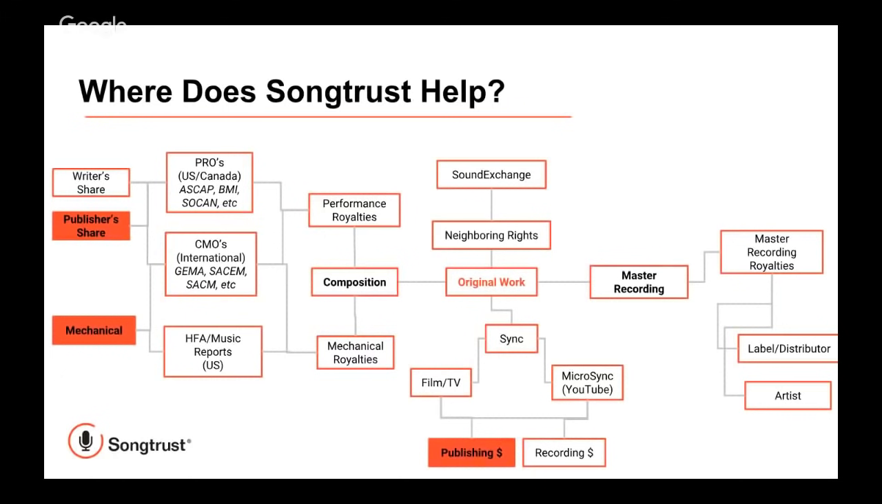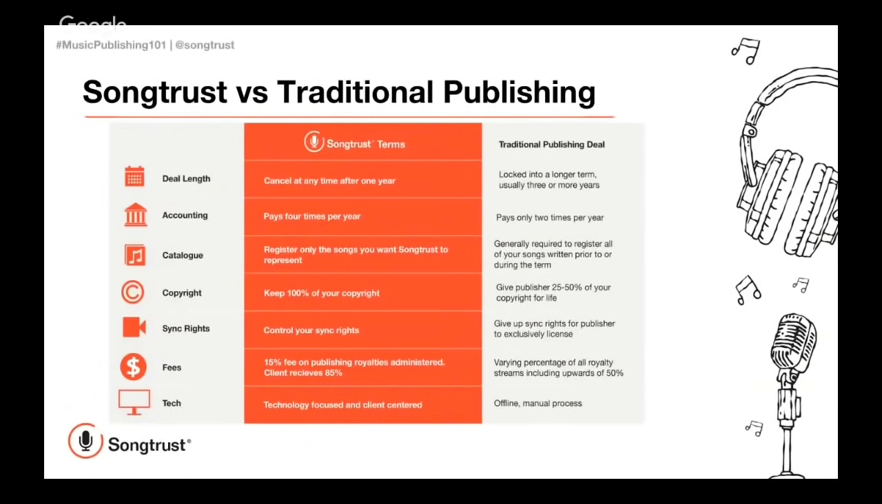And now let's kind of look at what the difference between the traditional publishing deal is and what you're going to be getting with Songtrust, which is just your regular admin type of scenario. Traditionally, the deal length of a traditional publisher is going to be upwards of 3 years. With Songtrust, it's a 1-year commitment, and that really is only because it takes roughly 6 to 9 months to really register and begin to see that money coming in.